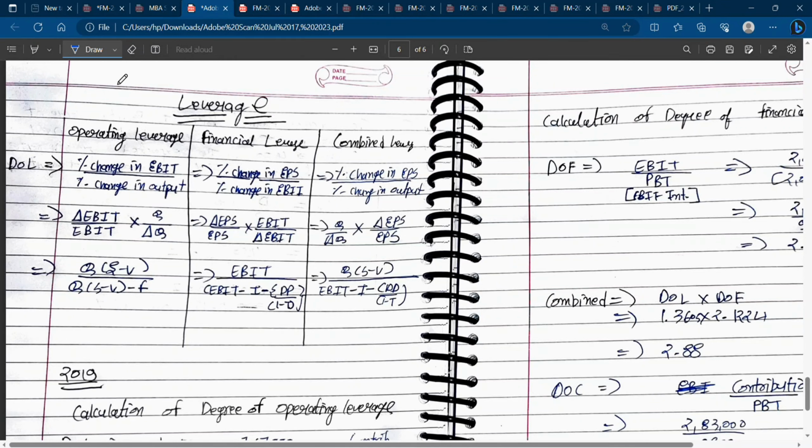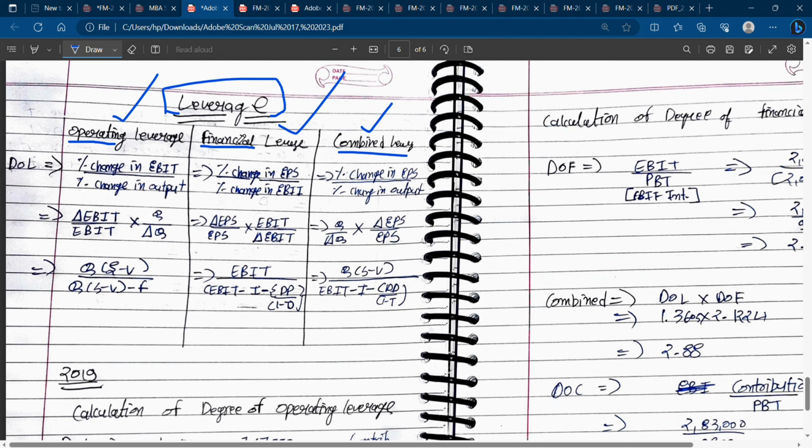So guys, this is going to be our last part of numericals. In this video we will be solving the questions of leverage. In leverage we have three types: operating leverage, financial leverage and combined leverage. Operating means the leverage calculated from the operating activities. Financial means the financial condition of the company, and combined means the combination of both.